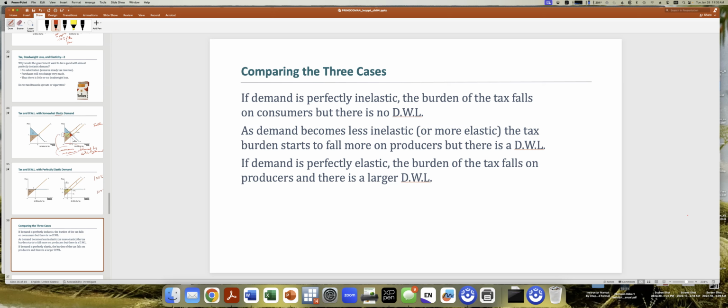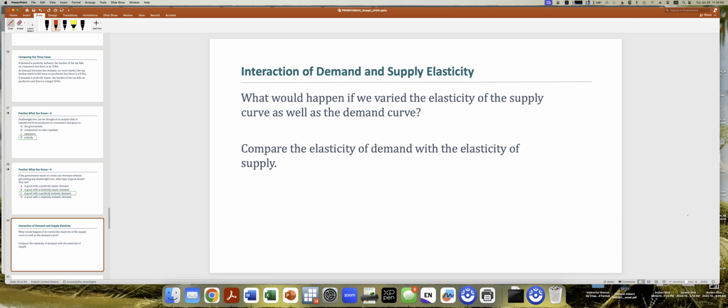So this is useful for us because it helps us understand a little bit more about why certain goods are taxed or not by the government, and why they choose the particular things that they decide to tax. So the next question would be, we looked at this from the perspective of the demand either being more elastic or inelastic. What happens if we start to change the supply curve's elasticity as well?